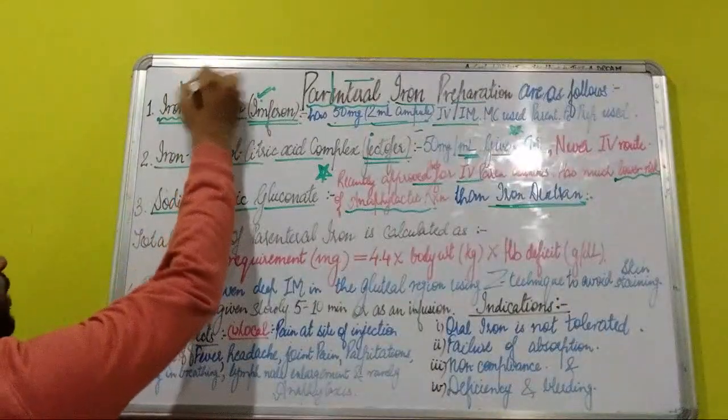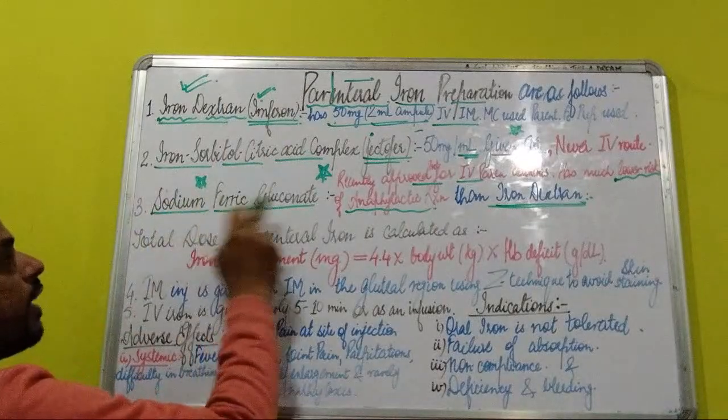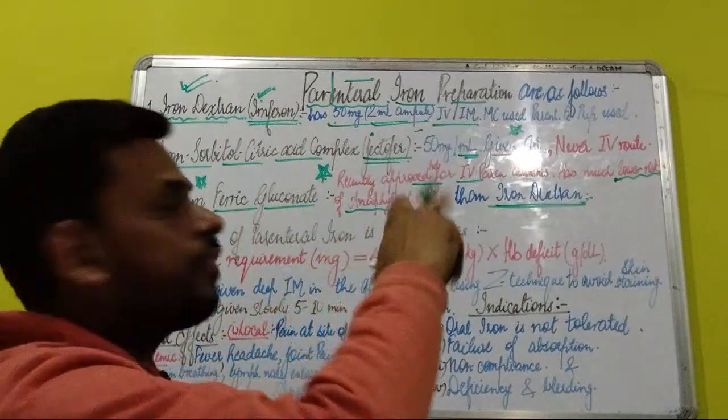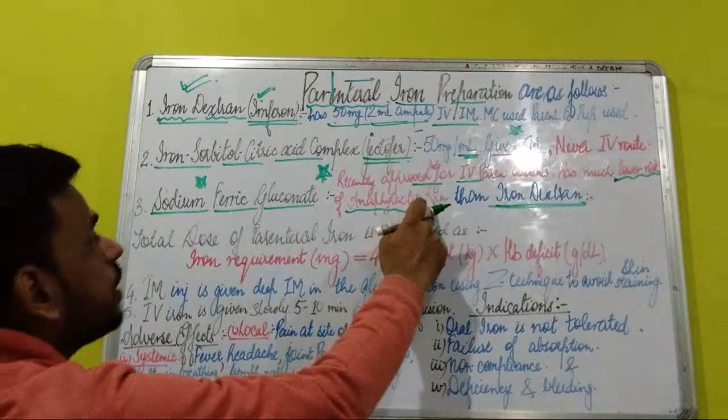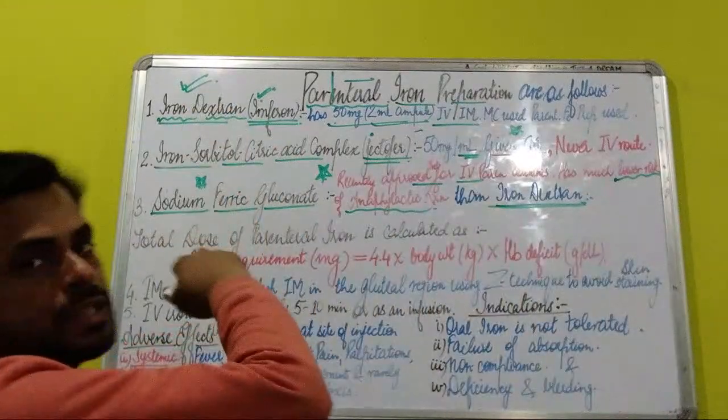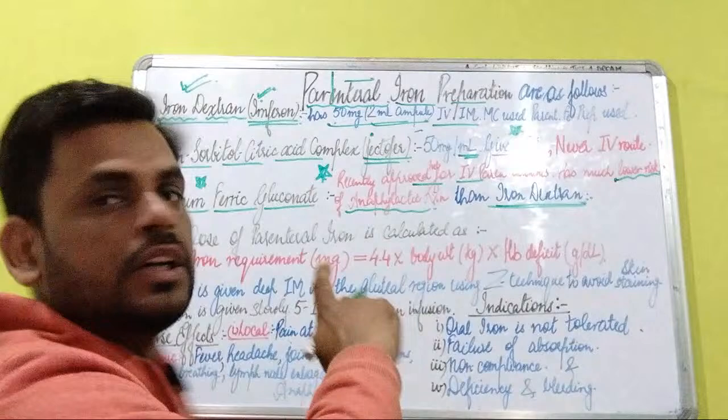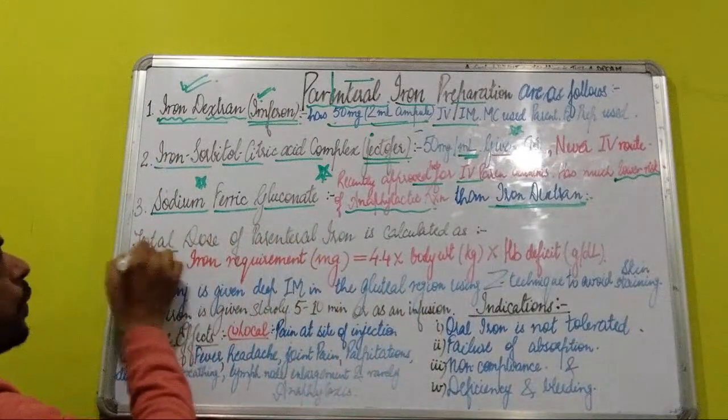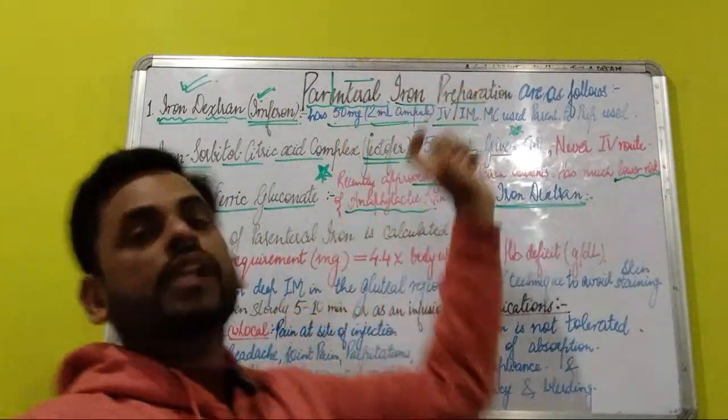So iron dextran I've already discussed. Sodium ferric gluconate has a lesser risk of an anaphylactic reaction when compared to the iron dextran that we have earlier discussed. Now moving on, how to calculate the parenteral iron preparation.